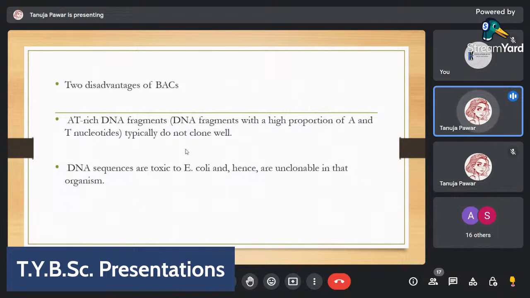So the disadvantages of bacterial artificial chromosomes are as follows. AT-rich DNA fragments: DNA fragments with a high proportion of A and T nucleotides typically do not clone well. Some DNA sequences are toxic to E. coli and hence are unclonable in that organism.